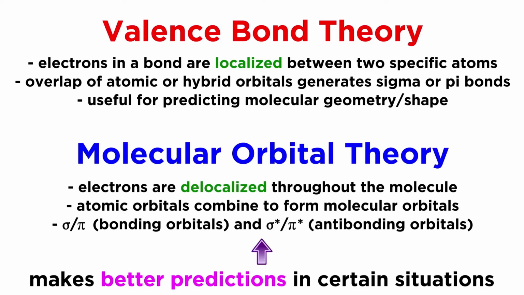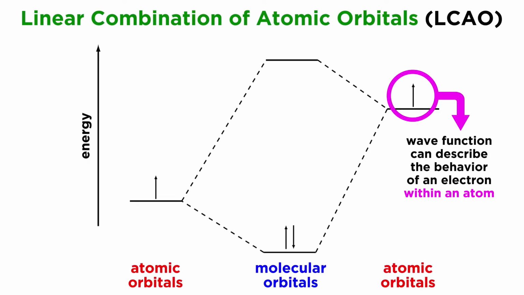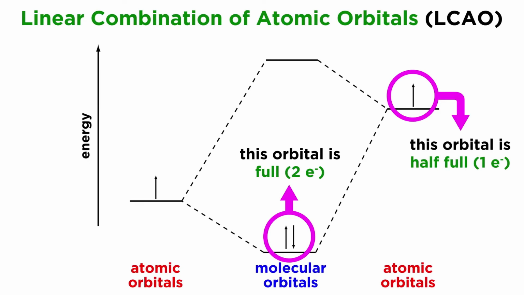This theory ends up being better equipped to predict the arrangement of electrons in a molecule in certain situations. This is due to a process called the linear combination of atomic orbitals. In the modern physics course, we talked a little bit about the wave function, and molecular orbitals are combinations of atomic orbital wave functions. Just the way the wave function describes the behavior of an electron within an atom, molecular orbitals describe the behavior of an electron within a molecule. And just like atomic orbitals, they are filled when they contain two electrons of opposite spin.